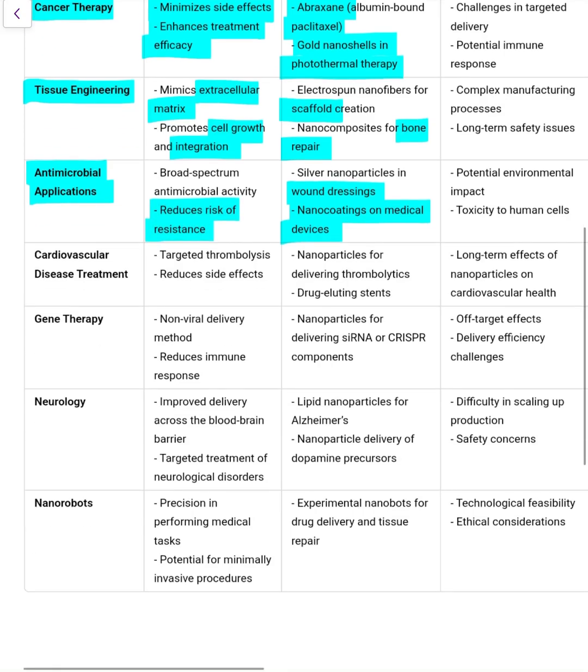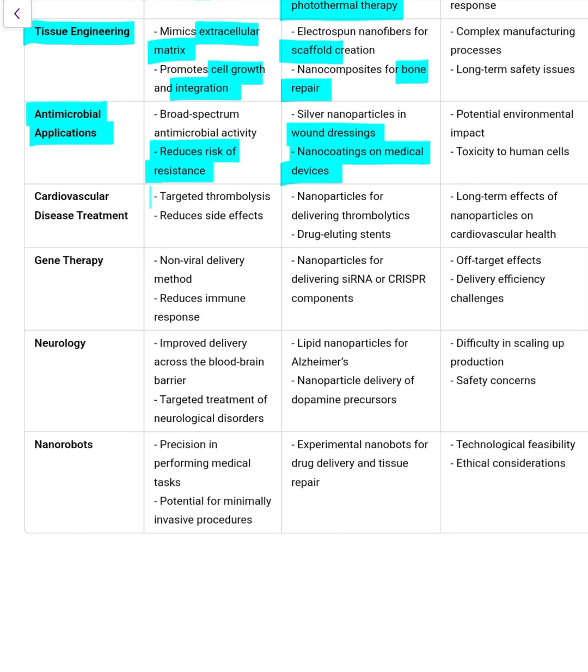Next is cardiovascular diseases, so targeted thrombolysis. The nanoparticles will deliver the thrombolytic agents directly to the site. Suppose there is a thrombosis or a thromboembolic event. We want to thrombolyze it. Directly the nanoparticles will go and act on that thrombus, reducing the side effects. Also, drug-eluting stents can be coated, which will release thrombolytic agents and prevent rethrombosis in the stents.